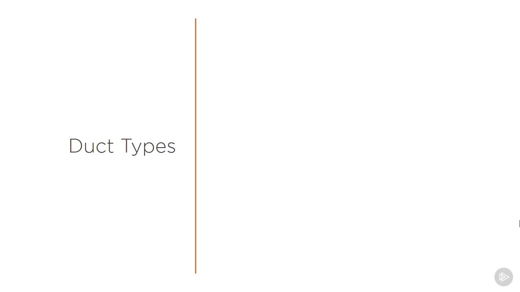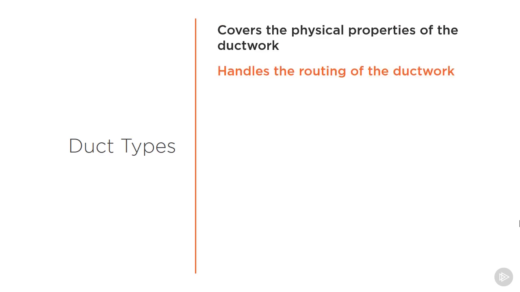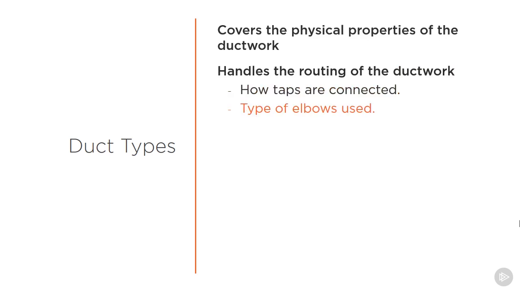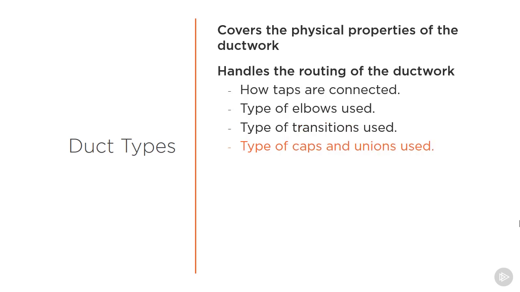The second half of the ductwork equation is duct types. A duct type handles the physical properties of your ductwork, including the routing preferences of your system. The routing preferences address whether tap or T connections are used, what elbows are used, and how the ductwork transitions when you change duct size. These preferences go so far as to determine what kind of cap and union is even used. And all these routing preferences are unique to each standard type or duct shape that is created.